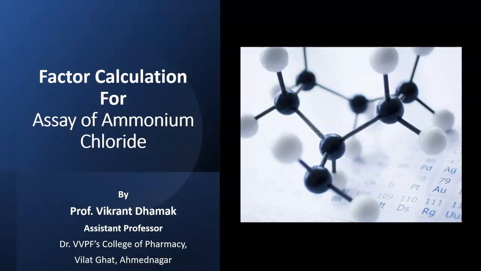In this video we will see how to calculate a factor for any assay. Here we will see an example of ammonium chloride, which is an acid-base assay. As per your syllabus you have this ammonium chloride assay. For factor calculation, the first thing is that you should know the reaction. So let us see the reaction for the assay of ammonium chloride.